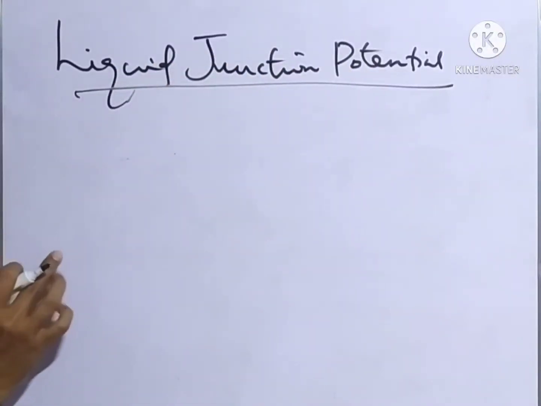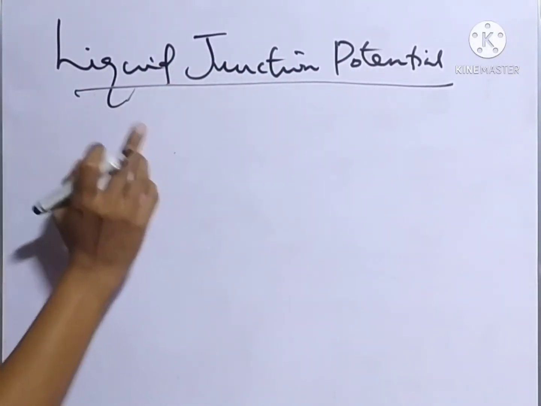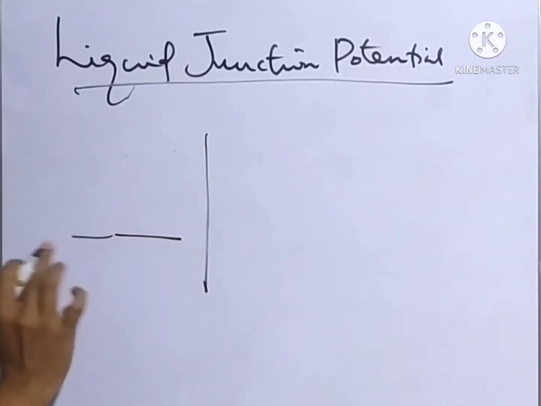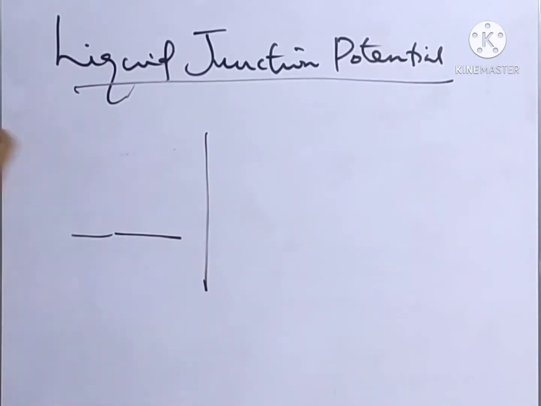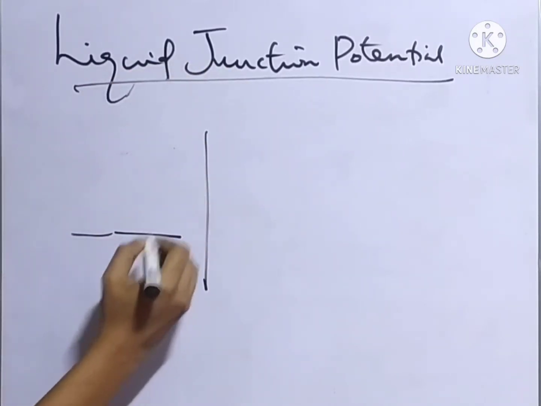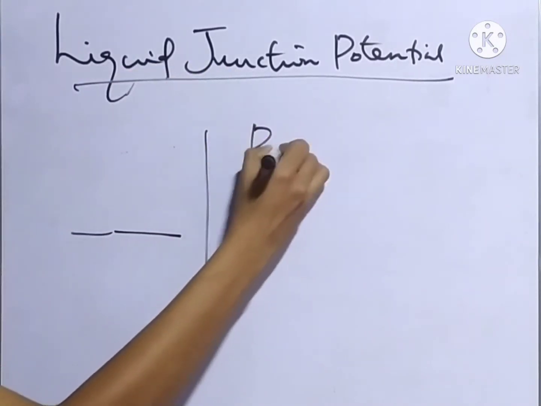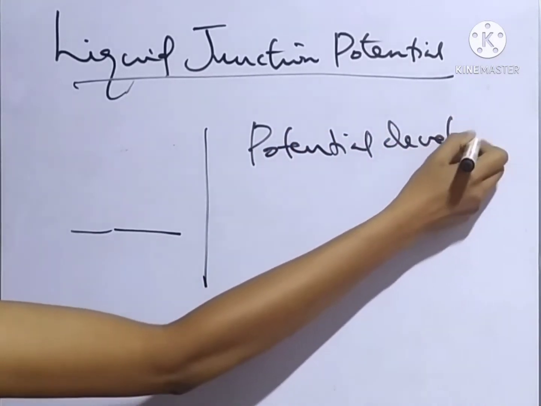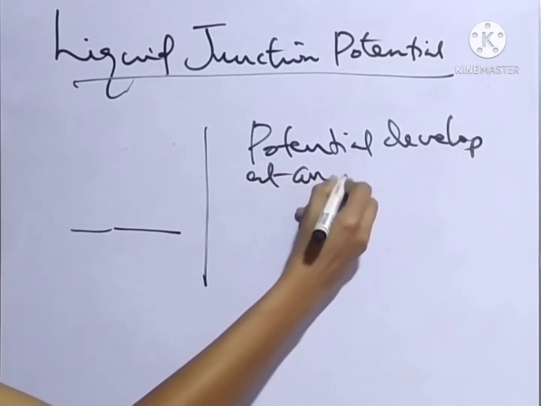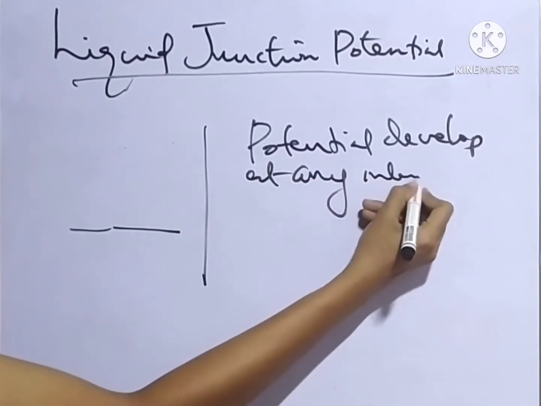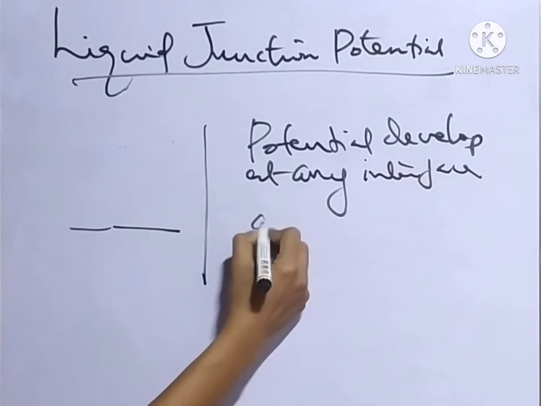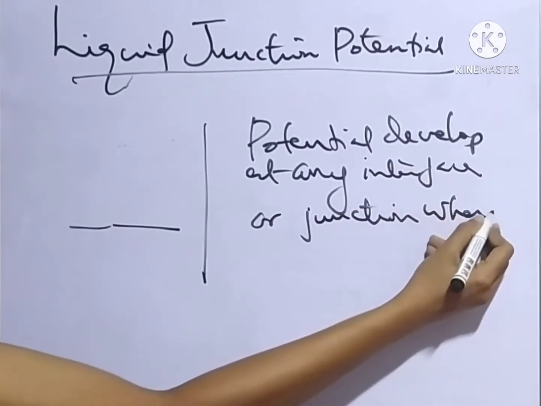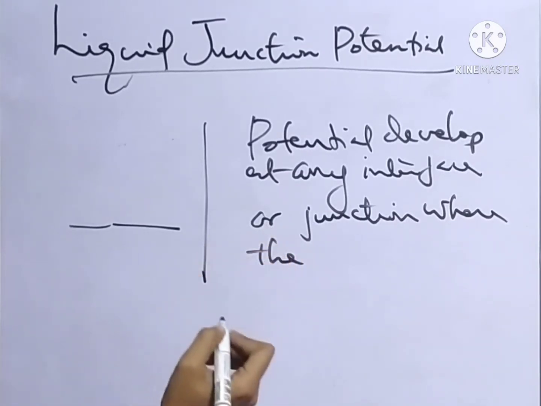Liquid junction potential. Liquid junction potential is a potential developed at any interface or junction where there is a separation between the charge. So we can define liquid junction potential as potential developed at any interface or junction where there is a separation between the charge.